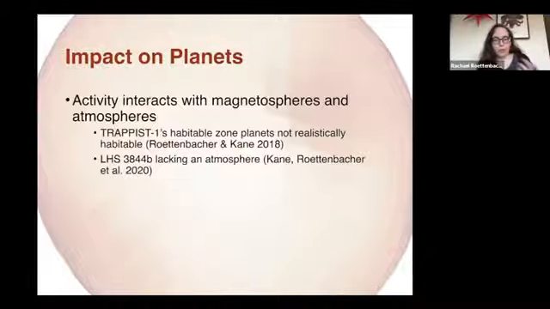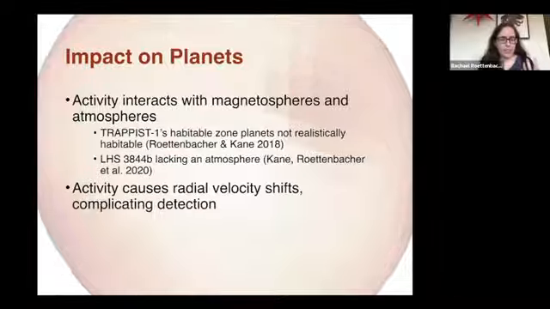So recently, I've been doing some work. I just want to put the papers here if anyone happens to be interested in this sort of thing. I've been doing some work on understanding how the activity of the star can be impacting the atmospheres of the systems and whether or not they are able to sustain atmospheres. Another thing that the activity tends to have an impact on is our ability to detect the planets themselves.